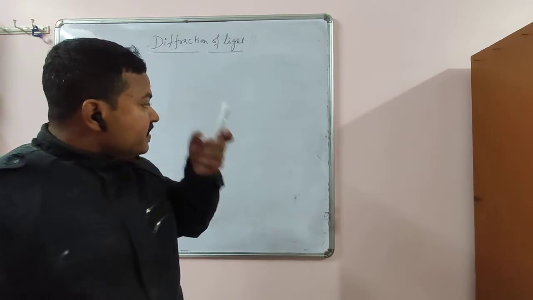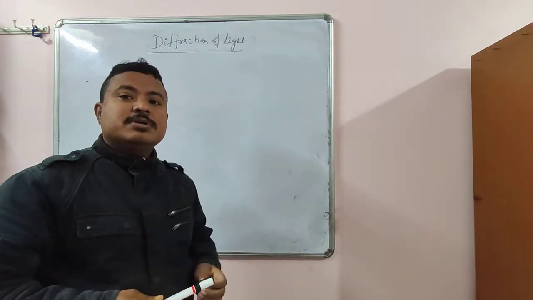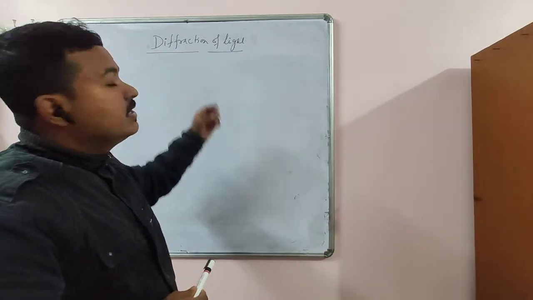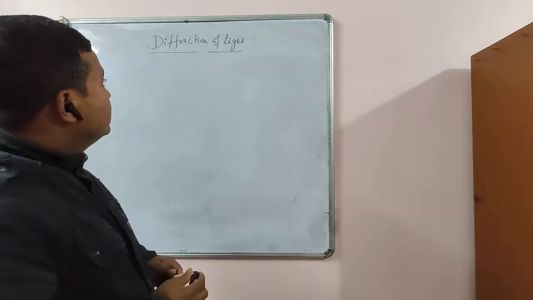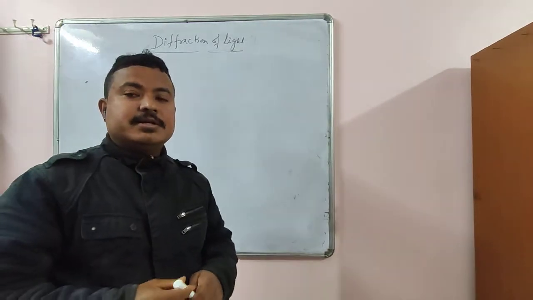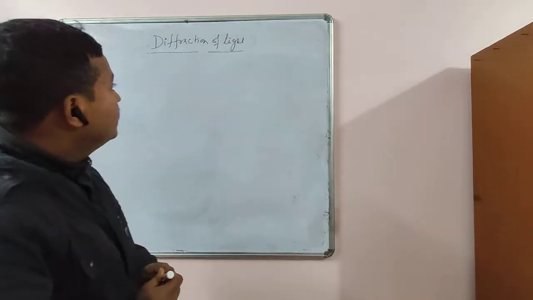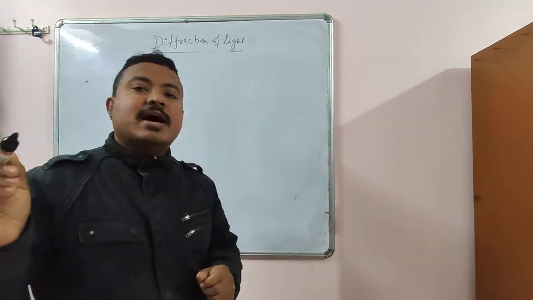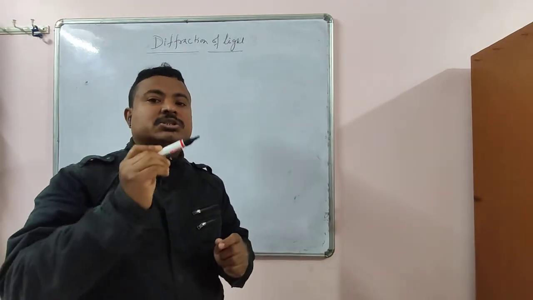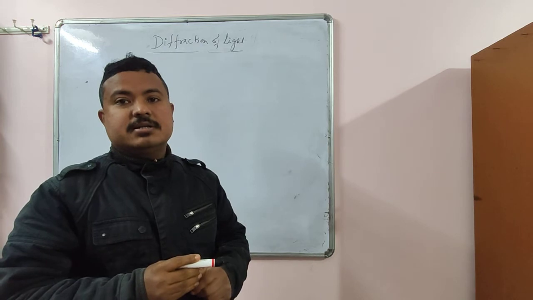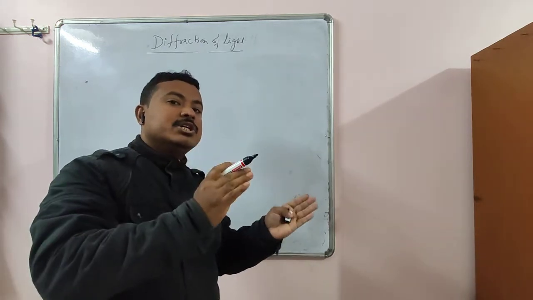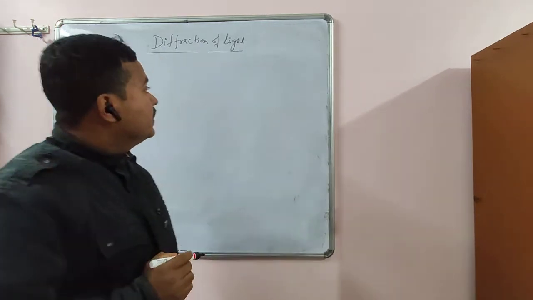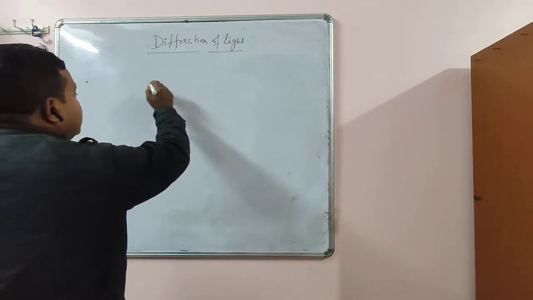Hello students. So in the last videos I have discussed interference of light. Now let me discuss diffraction of light. Now, diffraction means what? Diffraction means bending of light at the sharp corners of an obstacle and entering into the region of geometrical shadow.